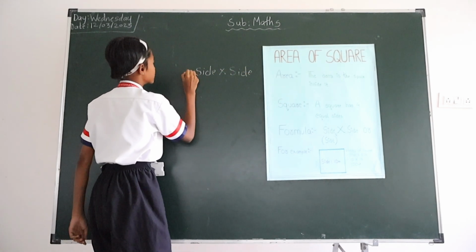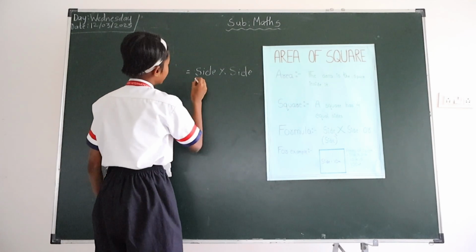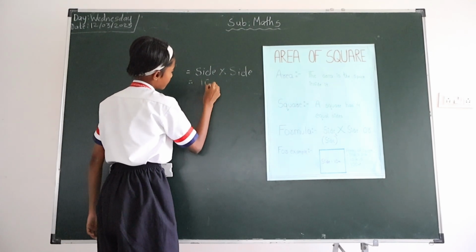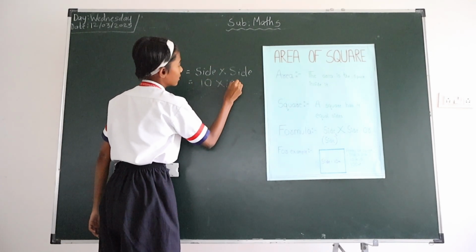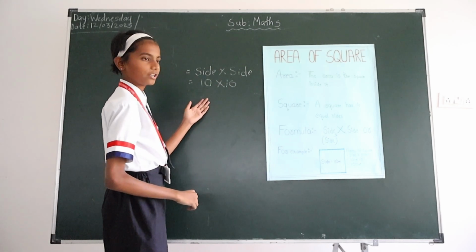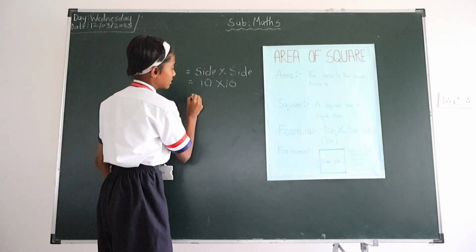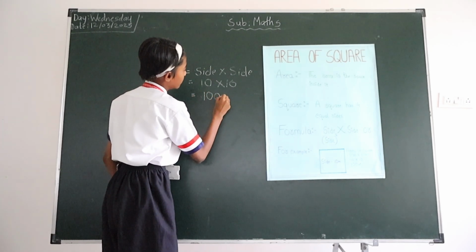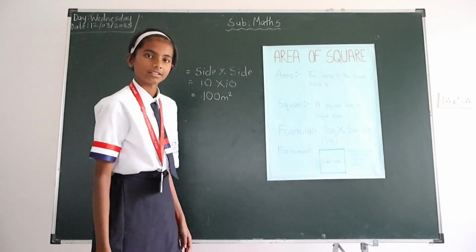And then we will substitute the value, that is 10 into 10. And when we multiply 10 into 10, we will get the area, that is 100 meter square. Thank you.